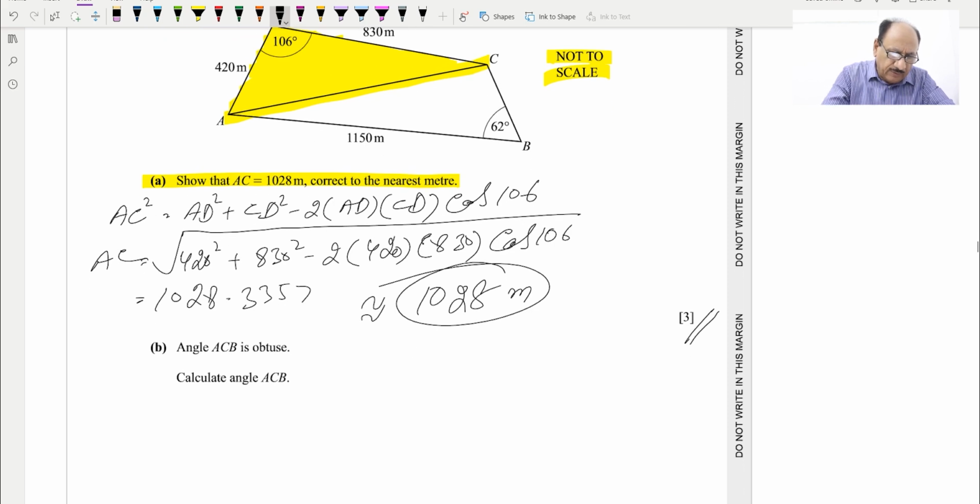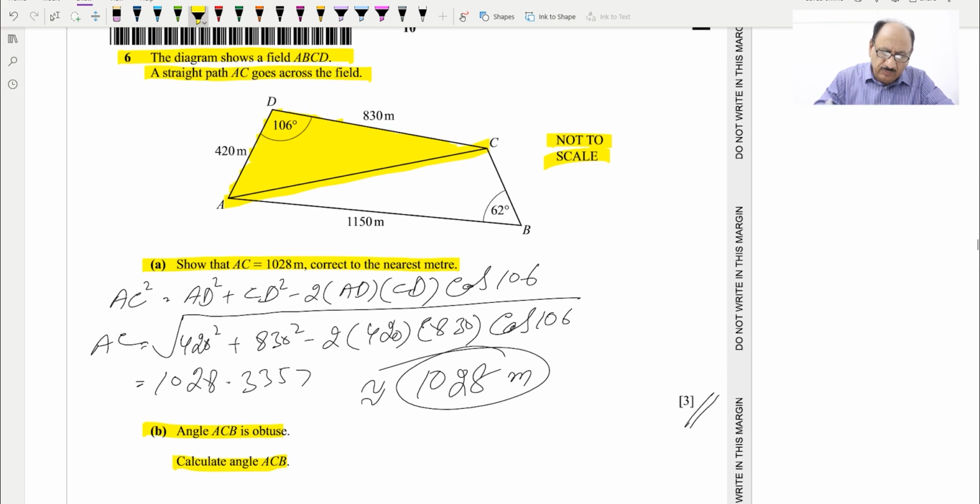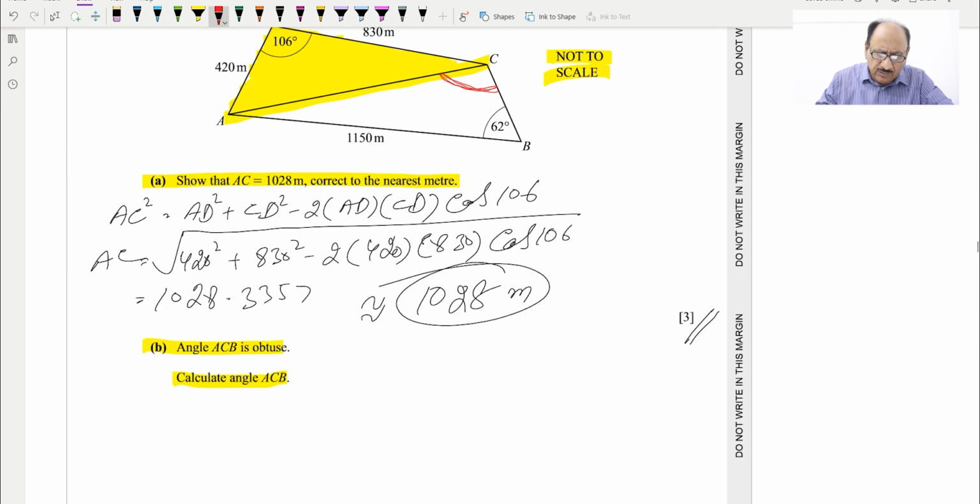And next B part says angle ABC is obtuse. Calculate angle ACB. ACB means we require this angle which is, we know, more than 90 degree. So we can apply sine rule because AC we have already calculated, 1028. So we can write here 1028 is this length.